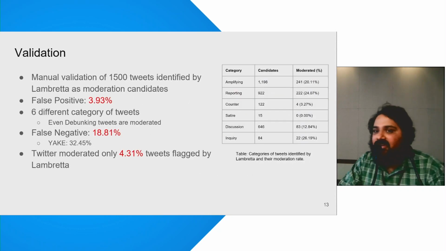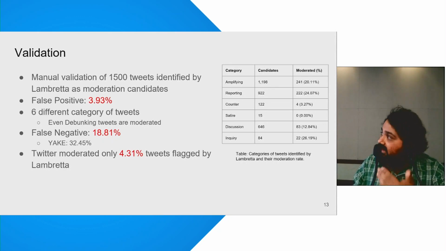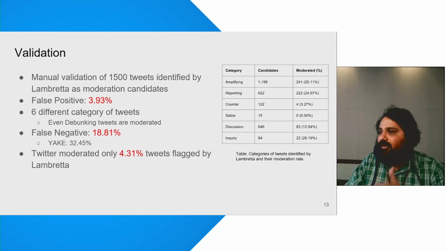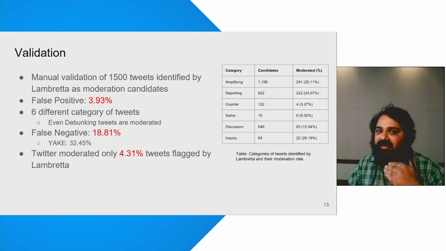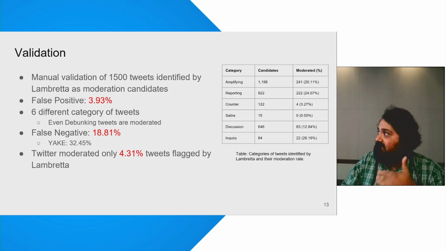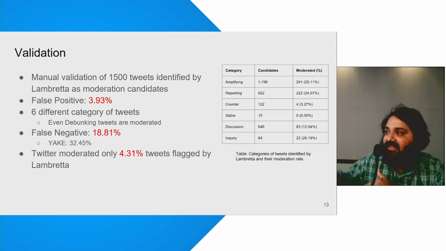Now we validate the false positives of our system, and for that we manually sampled 1,500 tweets and checked if the identified tweet is basically discussing the same claim that it was used to retrieve with. And we found that close to 4% of the tweets were identified as false positives. While doing the manual analysis, we found different categories of tweets, and Twitter even moderated tweets that are debunking the false piece of information. So there seems to be room for improvement in that regard as well.